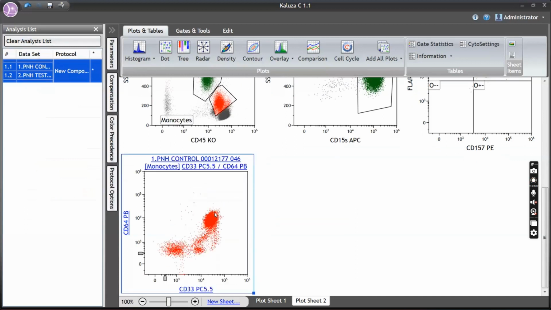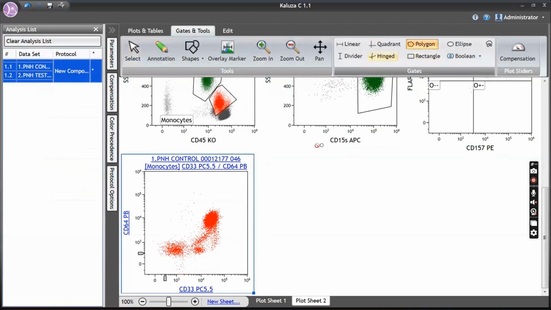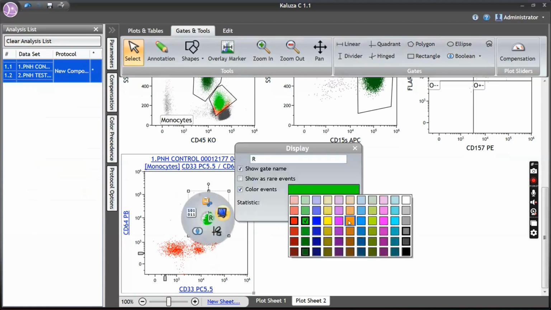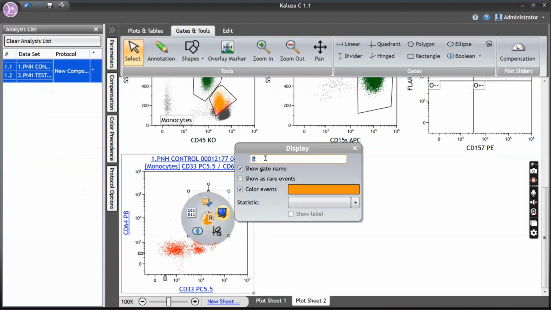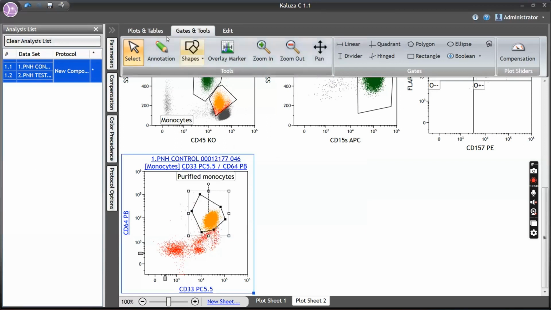Now monocytes are CD33 bright and 64 moderate, so the purified monocytes will be like this. These are the purified monocytes. Now you can see the some lymphocytes which I had included and the basophils I had included are all eliminated. Now I'll label them as purified monocytes.